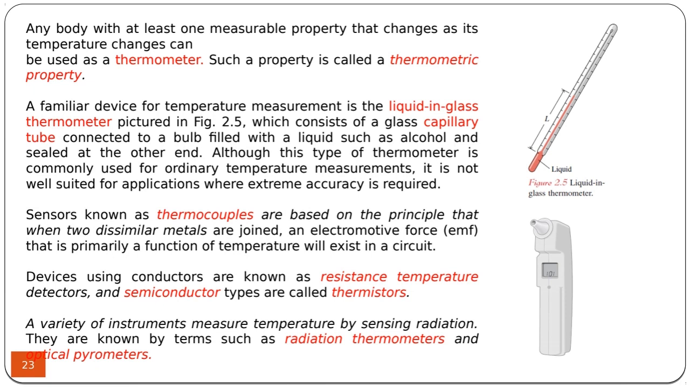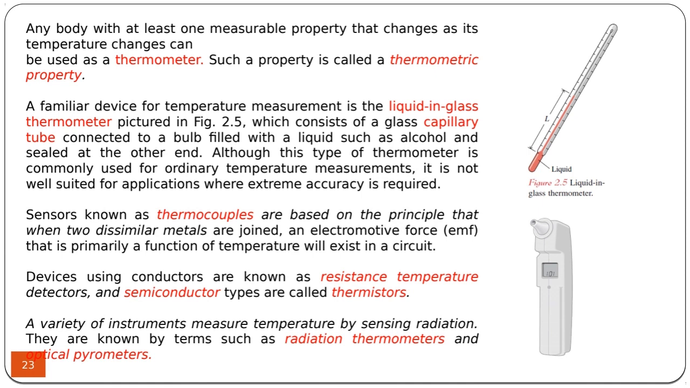Thermometer is a device that we can use for temperature measurement. A simple thermometer can be a liquid in glass thermometer. In this type of thermometer, there is a liquid inside this tube, and this liquid expands because of the increasing temperature, and this expansion is linear. If we have some scale on this thermometer, you can read the temperature of the medium.